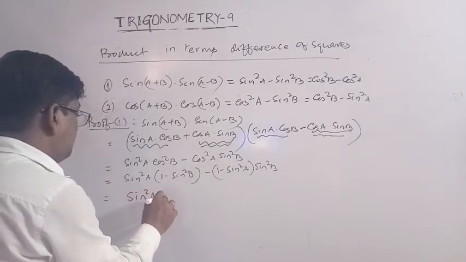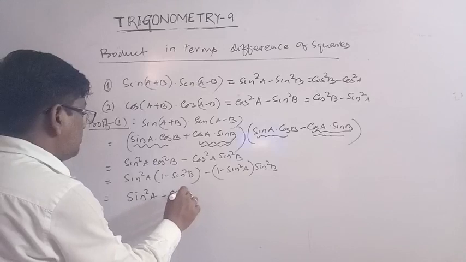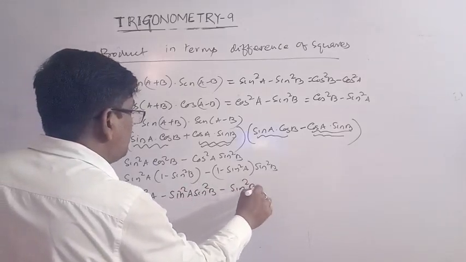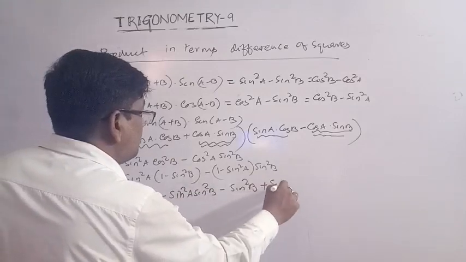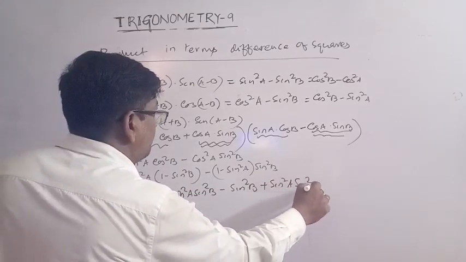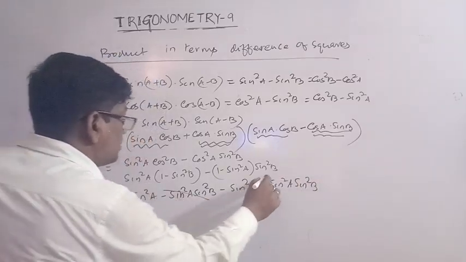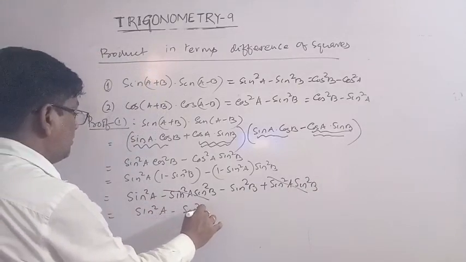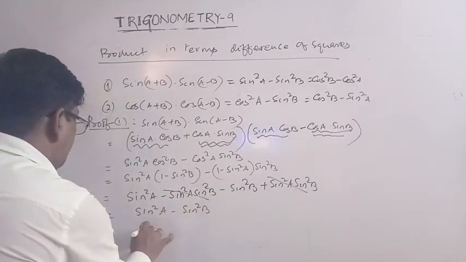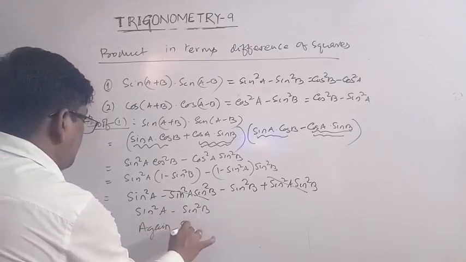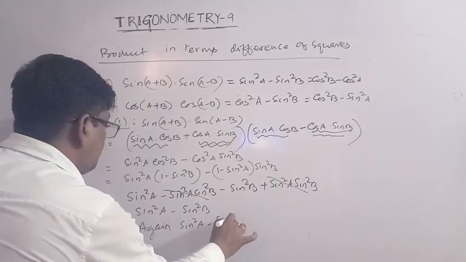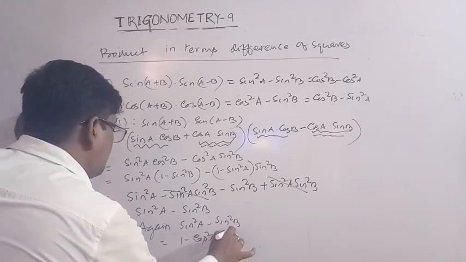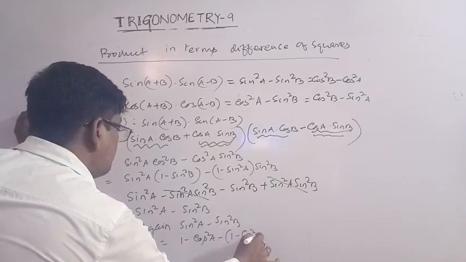sin square A minus sin square A sin square B minus sin square B, multiply this, and plus sin square A sin square B. So this portion goes cancel. That is sin square A minus sin square B. Again sin square A minus sin square B. This can be written as (1 minus cos square A) minus (1 minus cos square B).